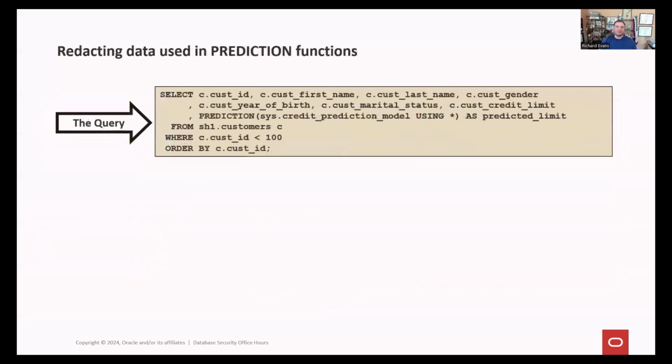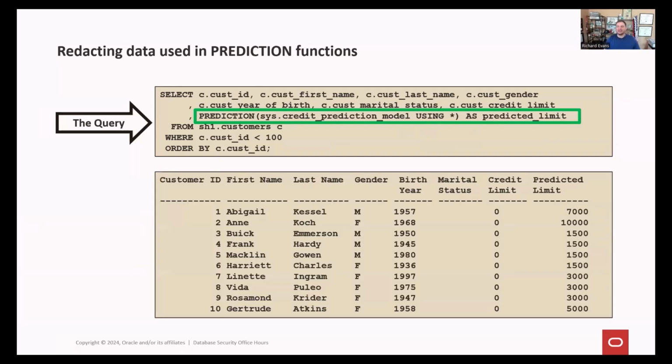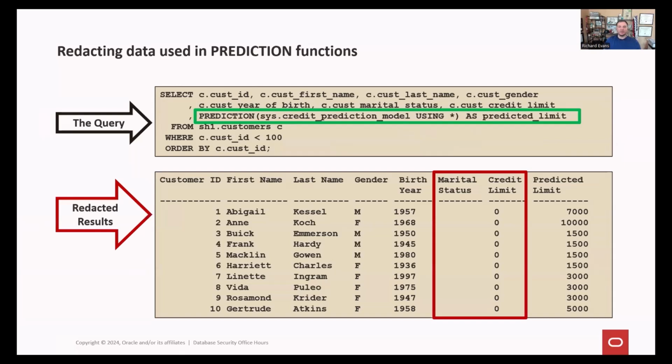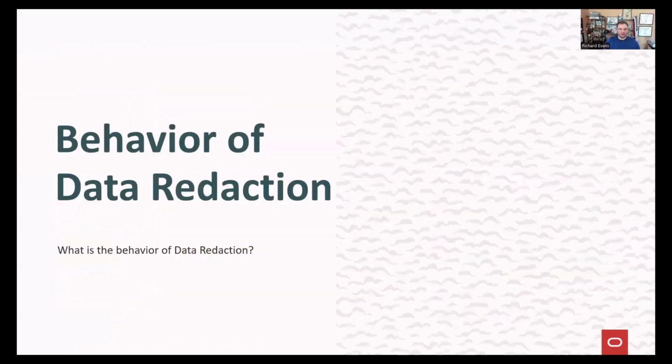Okay? Another example could be that we've got maybe a prediction using the customer credit limit. So we want to predict maybe what their credit score could be, but we don't want to show the actual credit limit. We don't want to show the marital status. Maybe we've done a nullify on the marital status and we've done a full redaction on the credit limit. But we could still get maybe a predicted limit here. So there's some use cases here where we want to be able to use the underlying data as a part of our query, but not necessarily be able to see that data in full, okay?